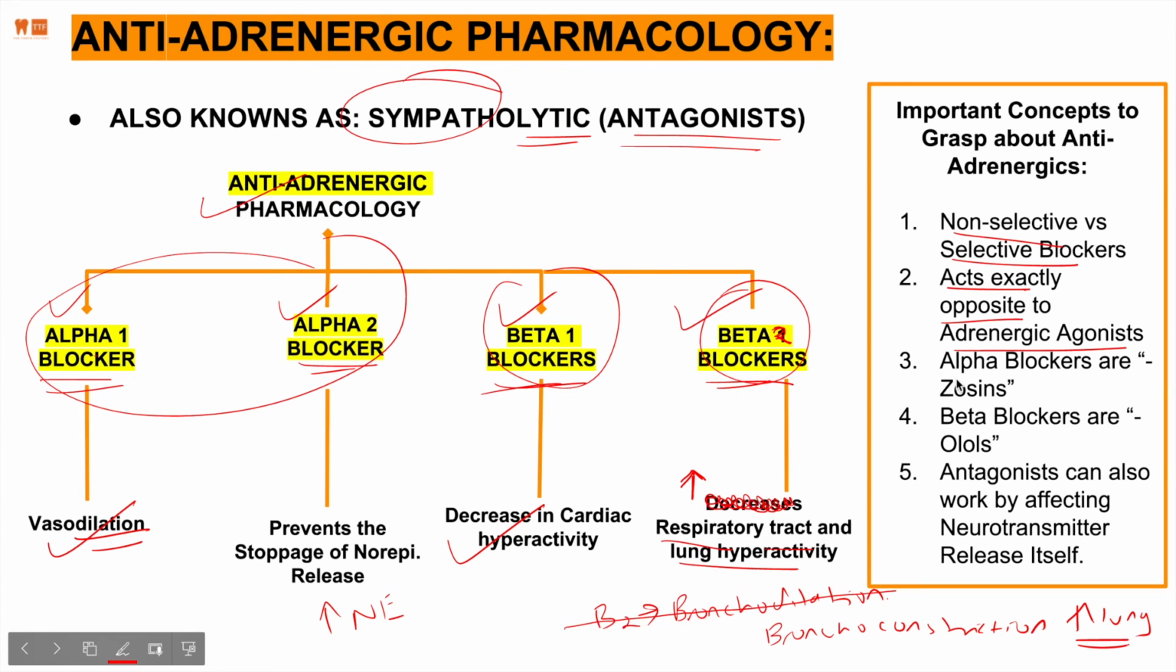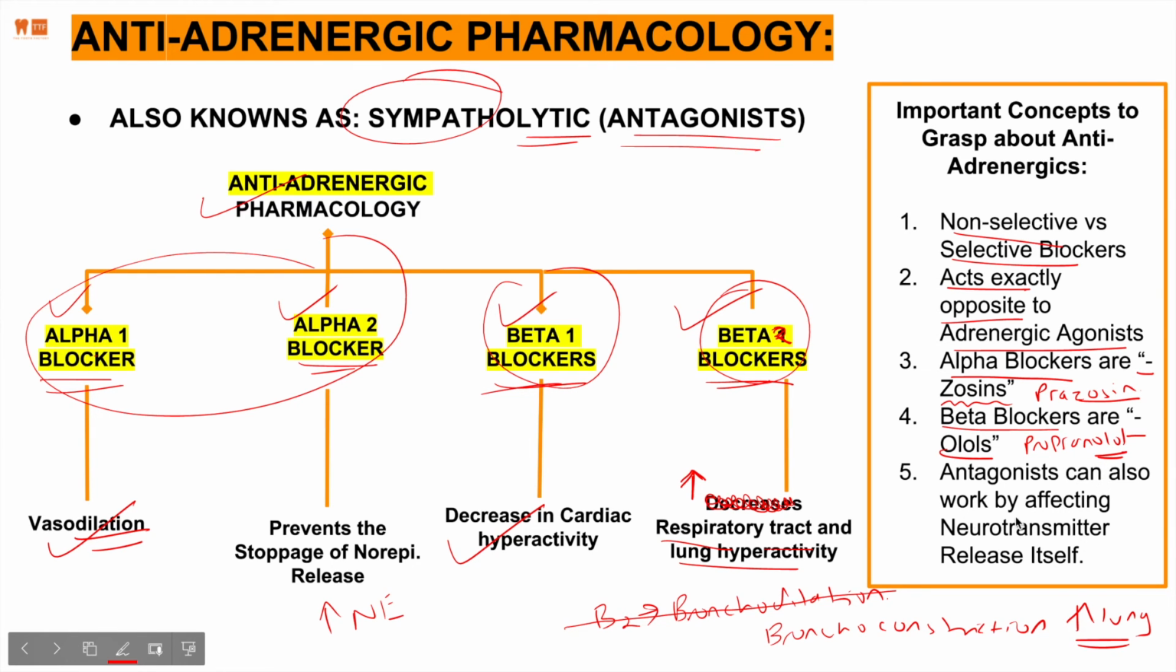And the third rule is, alpha blockers are normally recognized by the ending zosin, as they end in zosins. However, beta blockers are recognized by olols, right? So I'll give you a name here. Prazosin is an alpha blocker, or propranolol. Olol. It's a beta blocker. We'll take a look at them in just a second.